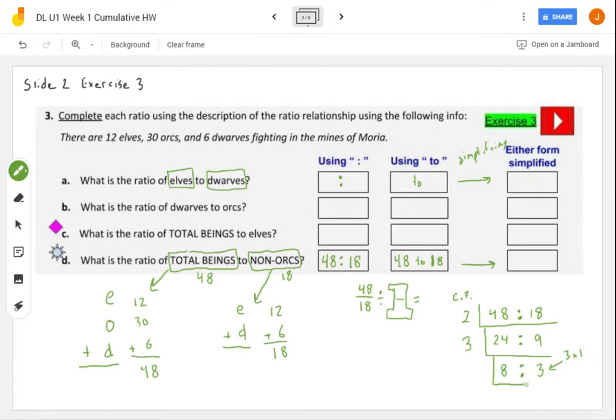So the only number that they share is a 1, which means that this is the simplest ratio that we can get, and these together are the greatest common factor. 2 times 3 times 1. That's 6 times 1, which is still 6. So you would divide this by 6 over 6, and that would get you 8 to 3, or 8/3 as a fraction.